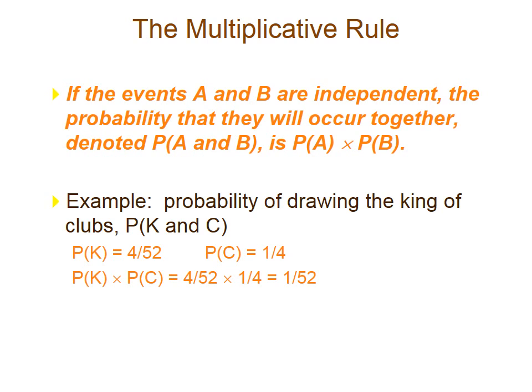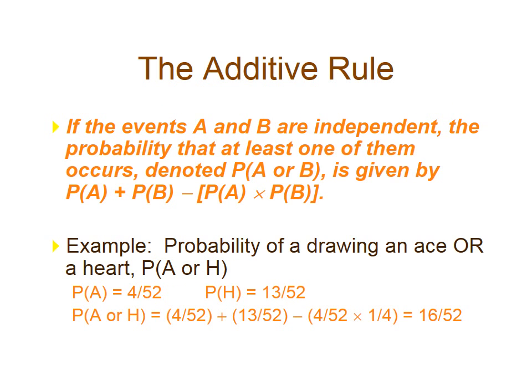Let's look at the other example. A or B. If A and B are independent, what's the probability of getting A or B? So whenever in probability we see or, what do we think? And means we multiply, or means we add.